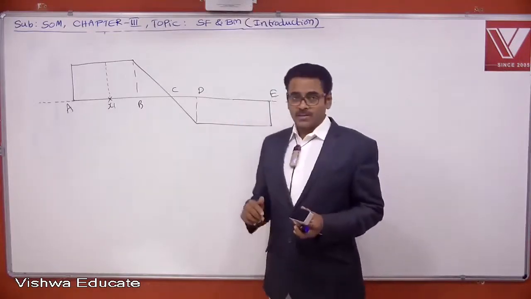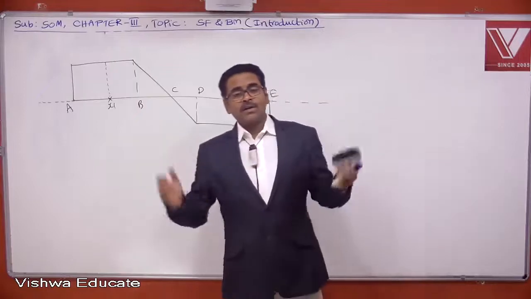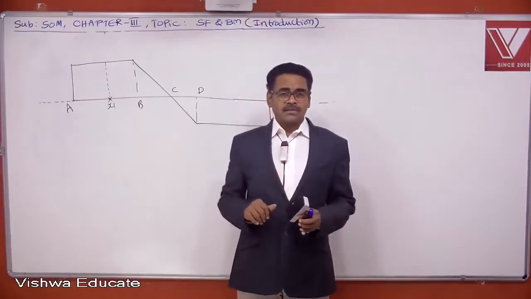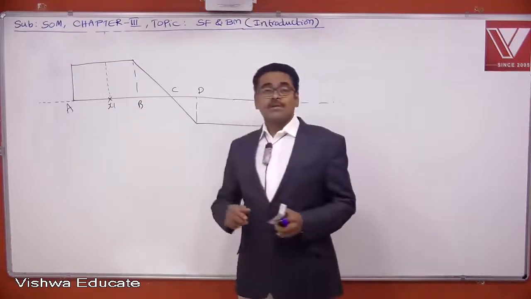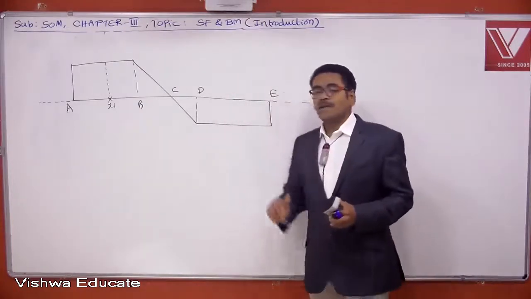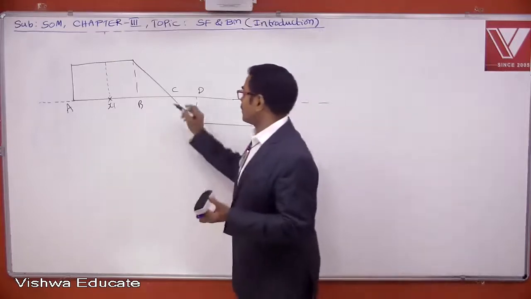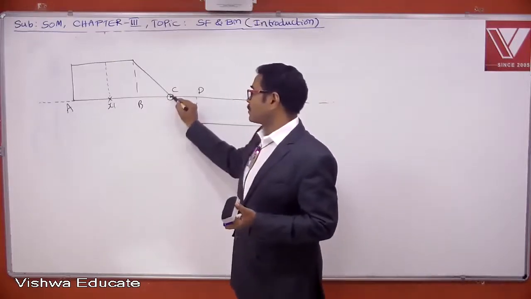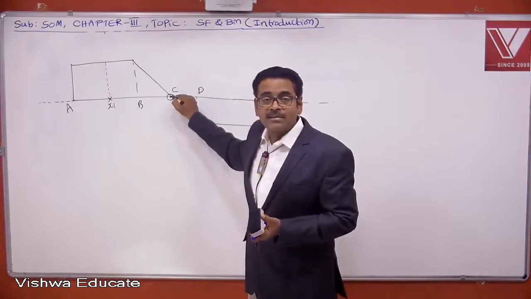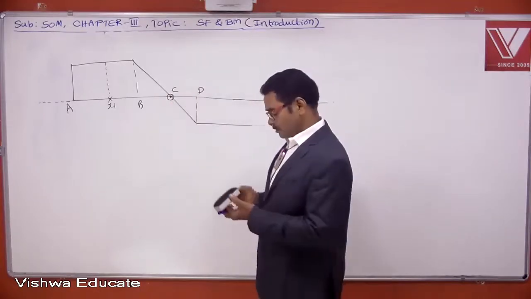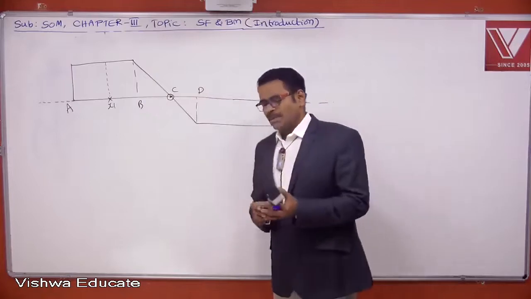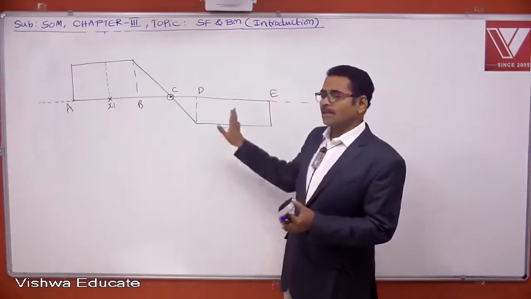Where it is maximum, where it is lowest, which span carries highest shear, which span carries lowest shear, which span carries zero shear. In this diagram, which point carries zero shear? This point carries zero shear because shear force is zero, so shearing stress also will be zero at this point. Okay? So this is SFD, and by drawing SFD, we can do all these things.